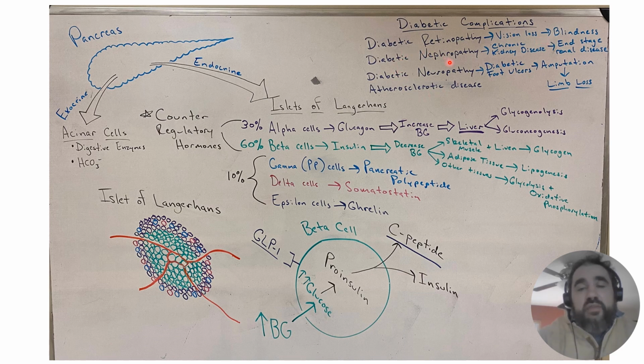Diabetic nephropathy damages the small blood vessels in the glomerulus and slowly decreases your GFR, or the filtration ability of the kidneys, leading to chronic kidney disease. And this can go all the way to stage 5, which is end-stage renal disease requiring dialysis or a renal transplant. Diabetic neuropathy, well, you can't feel your feet.